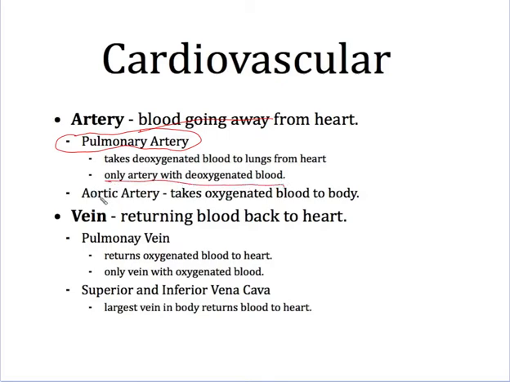Your aortic artery takes blood to the rest of the body, and so the pulmonary artery is after your right ventricle, the aortic artery is after your left ventricle. And if arteries carry blood away from the heart, your veins return blood to the heart. Again, most of them carry deoxygenated blood. Your pulmonary vein, the same one as here, is the opposite. This vein carries oxygenated blood because it comes back from the lungs.